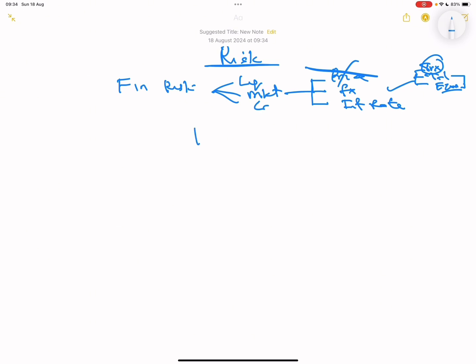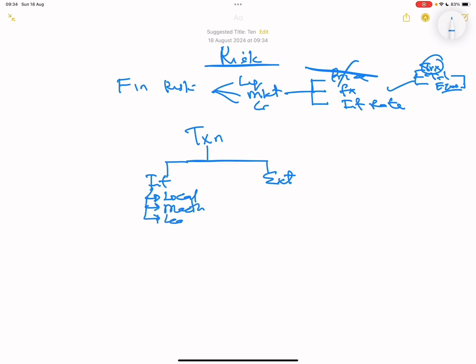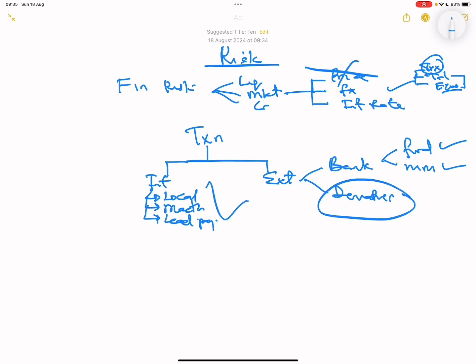So for transaction risk, we say there are two ways we can use to manage them. Either we use internal method or we use external method. Internal method, there are several ways. You can invoice in local currency, you can do matching, or you can do lead payment, which is immediate payment or immediate settlement, right? And for external method, I told you you can use bank or you use derivatives. For bank, you either use forward or money markets. And we've dealt with all of this. This is what we have left, and this one.